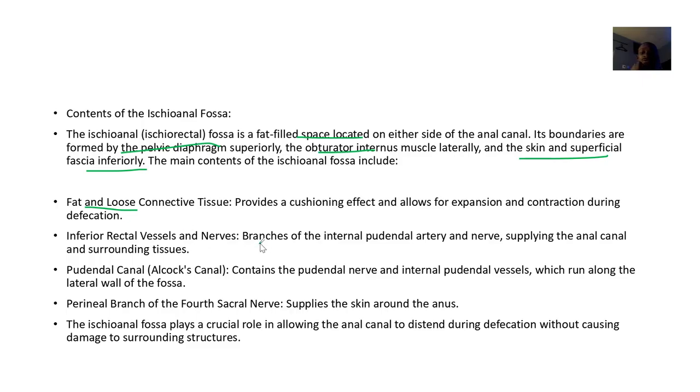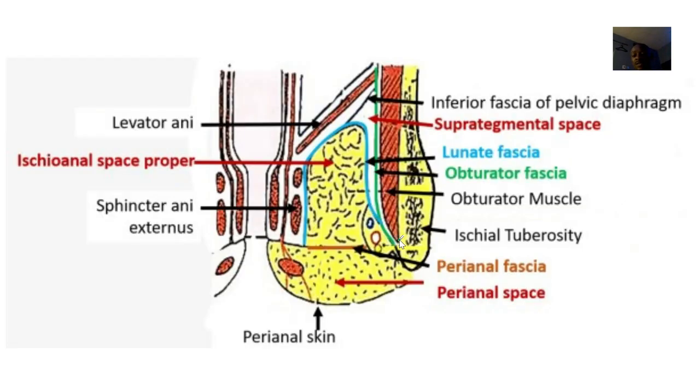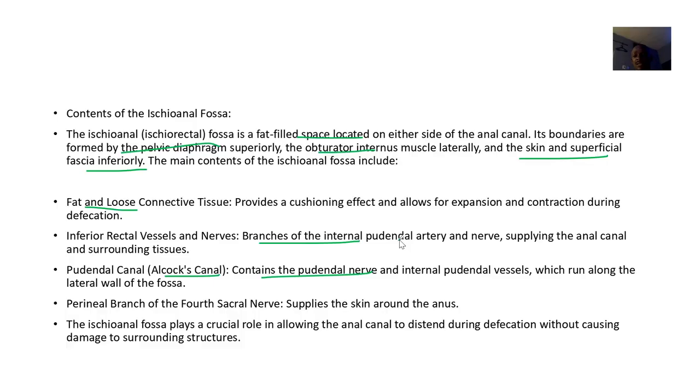This one is a branch of the internal pudendal artery and nerve supplying the anal canal and the superior tissues. The pudendal canal, known as Alcock's canal, contains the pudendal nerve and the internal pudendal vessels, which run along the lateral wall of the fossa. They also have the perineal branch of the 4th sacral nerve, which supplies the skin around the anus.